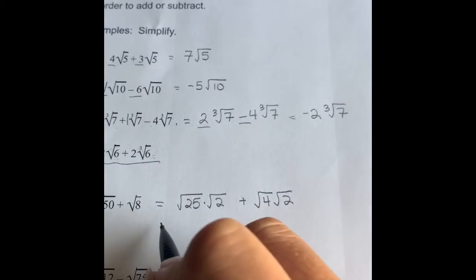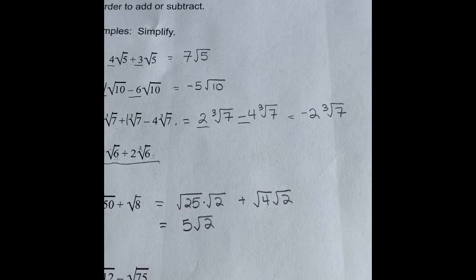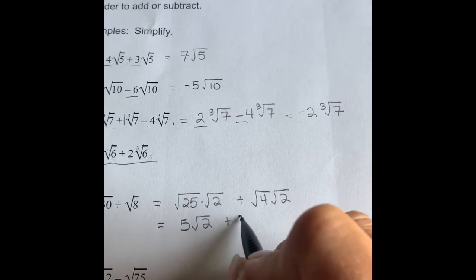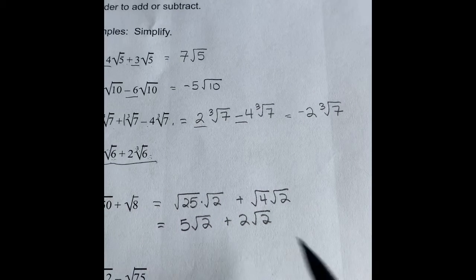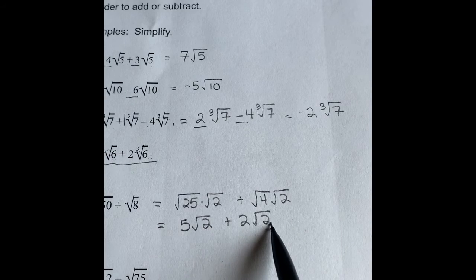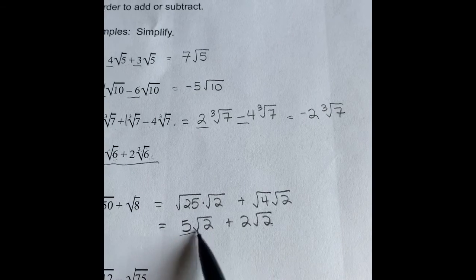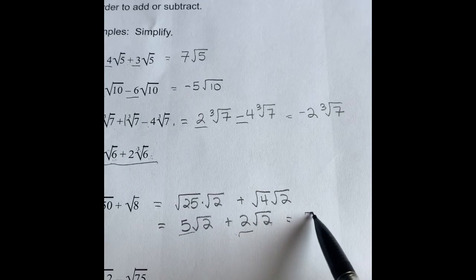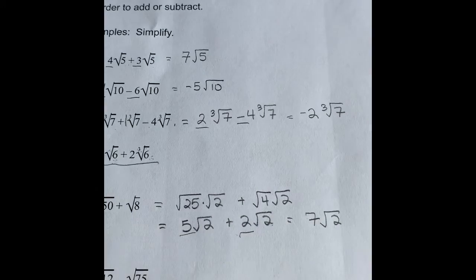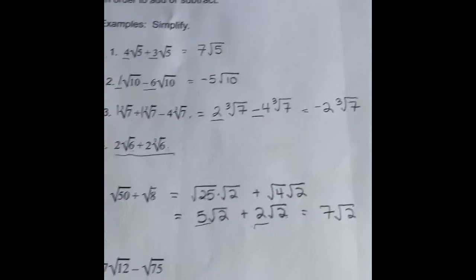The square root of 25 is 5, so we have 5 square root of 2 for the first one. The square root of 4 is 2, so we have 2 square root of 2 for the second one. Now we see that they are like terms because they both have a square root of 2 sitting next to them. So we can combine the numbers that are in front. So 5 plus 2 is 7, so 7 square root of 2 would be our answer.